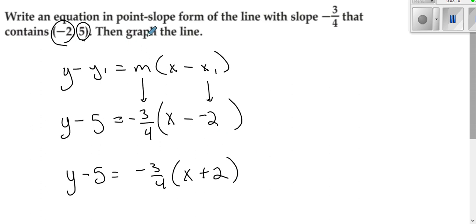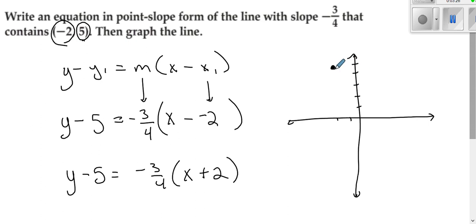It tells you to graph it if you were graphing this line. And I'm going to just do a quick sketch of the graph. We know that it goes through this point, negative 2, 5. So 1, negative 2, 1, 2, 3, 4, 5, negative 2, 5. It goes through that point. Its slope is negative 3/4. Okay, so you're thinking about rise over run. A negative 3/4, you can either do this, negative 3/4, or you can do 3 over negative 4.